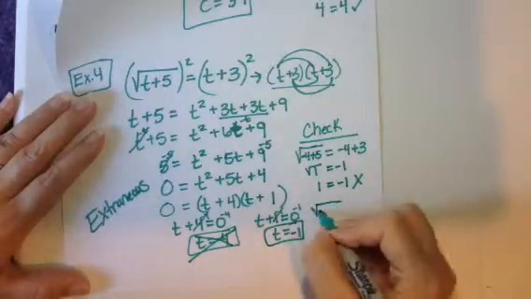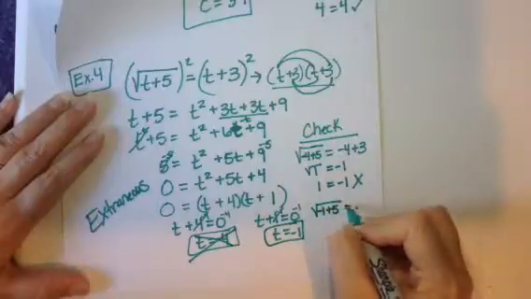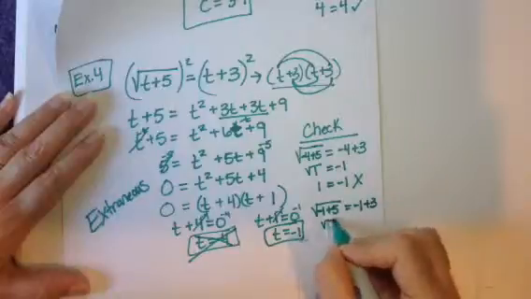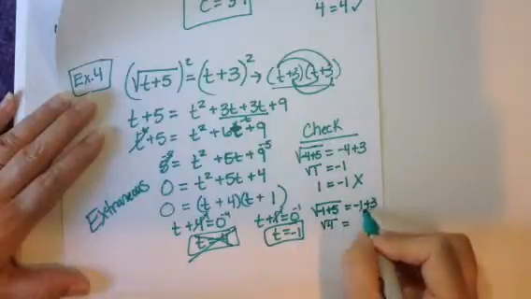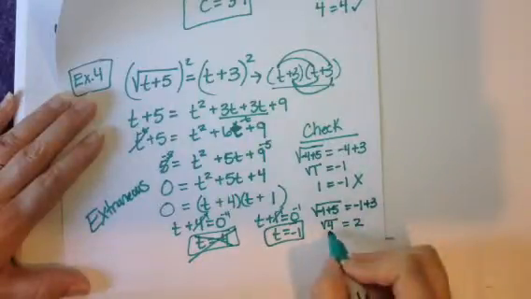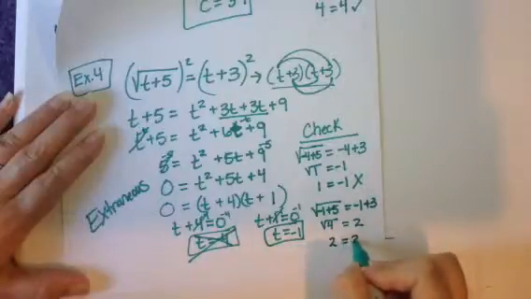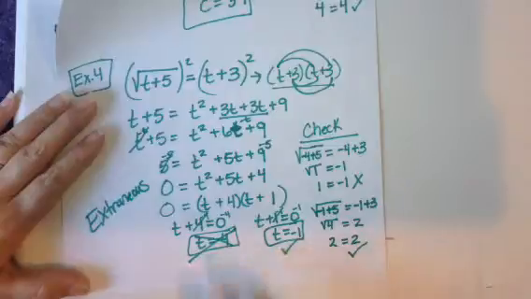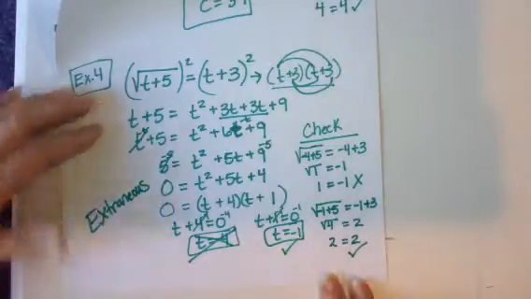Let's check for t equals negative 1. So let's plug in negative 1 plus 5 equals negative 1 plus 3. Negative 1 plus 5 is 4, and this would give me 2. Square root of 4 is 2, and 2 does equal 2, so that one is the solution. Negative 4 is not.